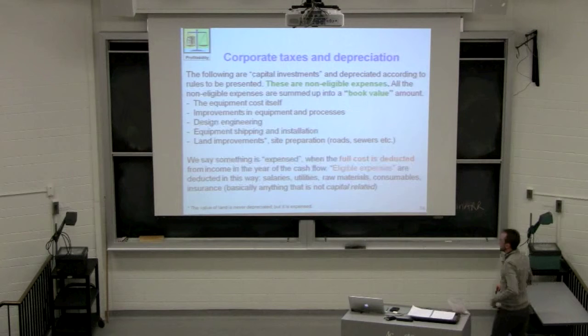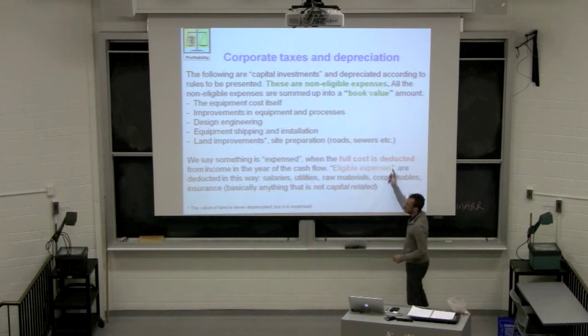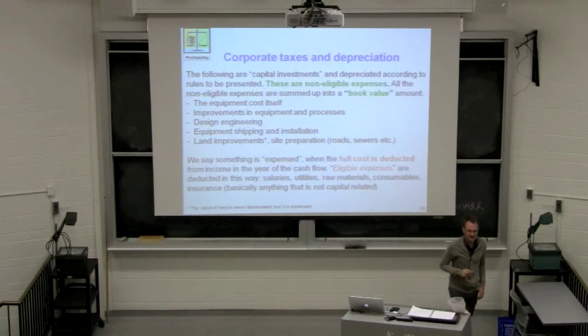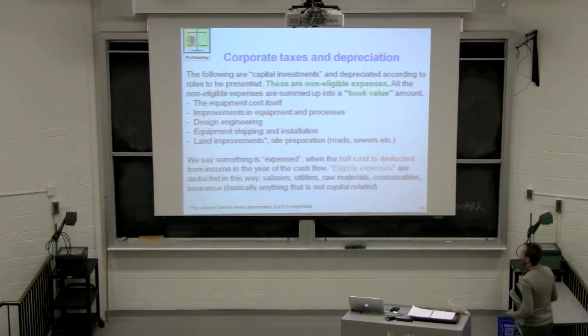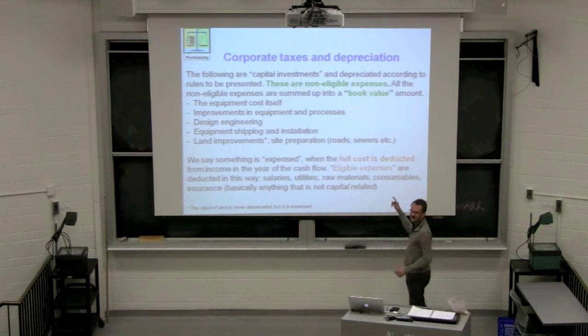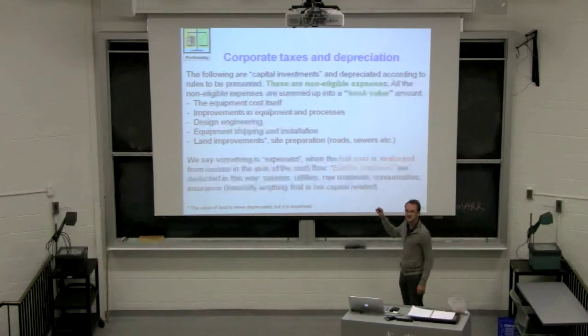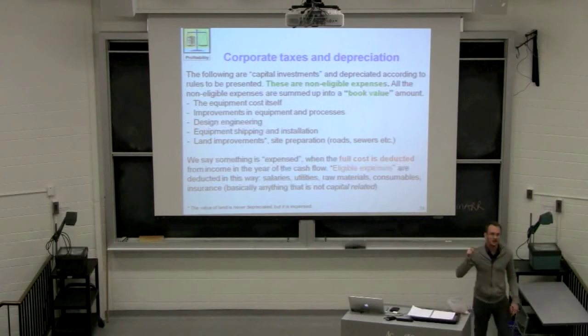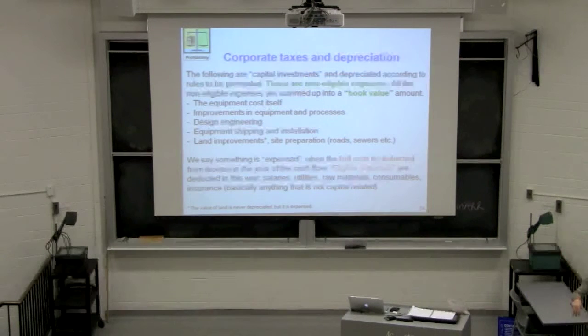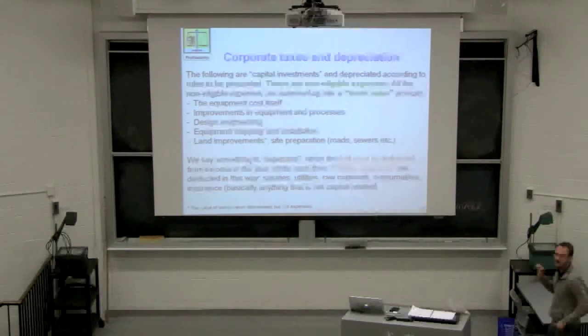Okay, so when we say something is expensed, it means that the full cost of it is deducted in the year that that expense is incurred. So if you buy the printer paper this year, you can expense that. It's an eligible expense. And so most things are, in fact, eligible expenses. Most companies' expenses are eligible. Salaries, utilities, raw material, insurance, property taxes, all those regular expenses that you saw on the tutorial in question 3 or 4 this week, those are eligible expenses. Okay? Anything that is not capital related.